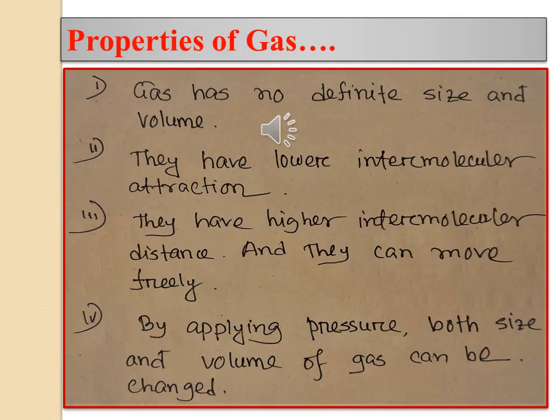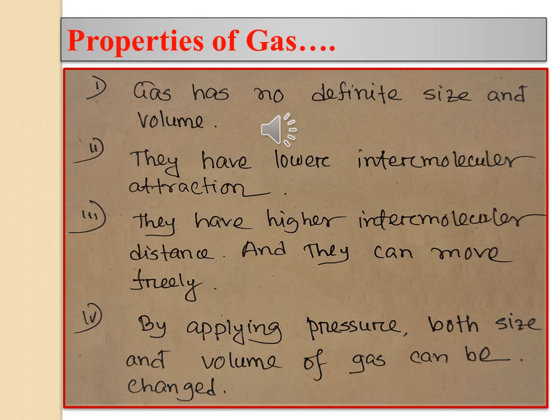So, dear student, in this slide I would like to say something about the properties of gas. The first point is gas has no definite size and volume. Among the three states of matter, gas has no definite size and volume. You should remember this point. Now the second point is they have lower intermolecular attraction, and the third point is they have higher intermolecular distance. Due to this reason, they can move freely.